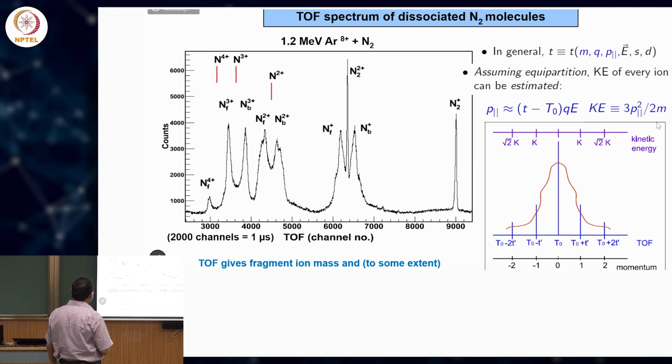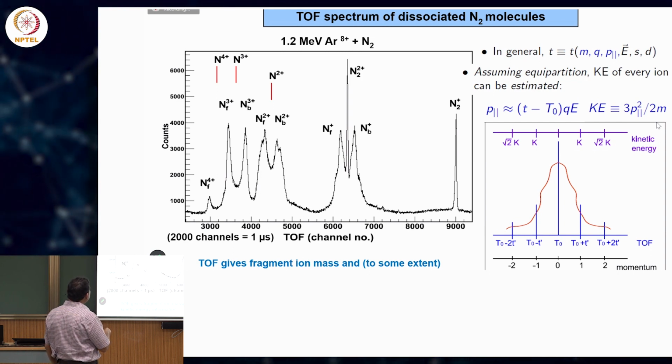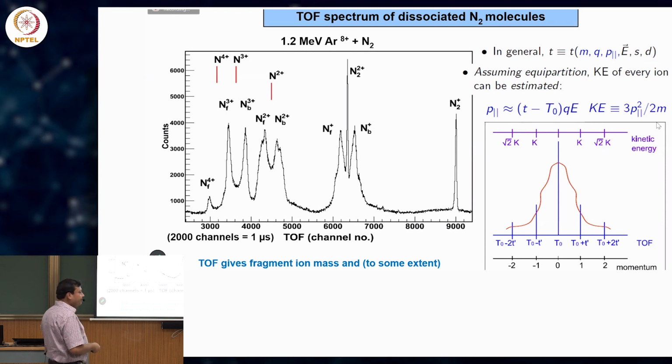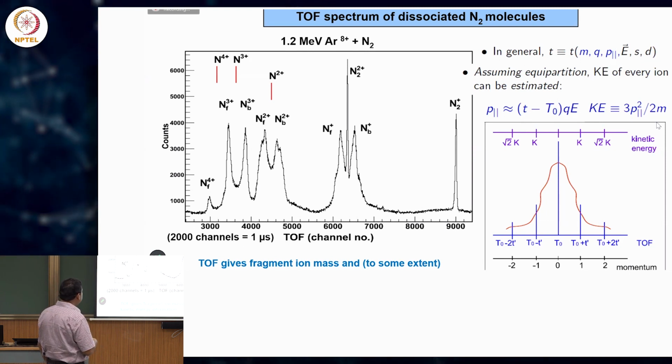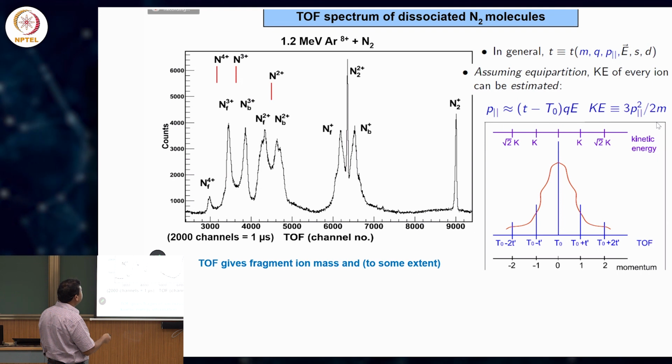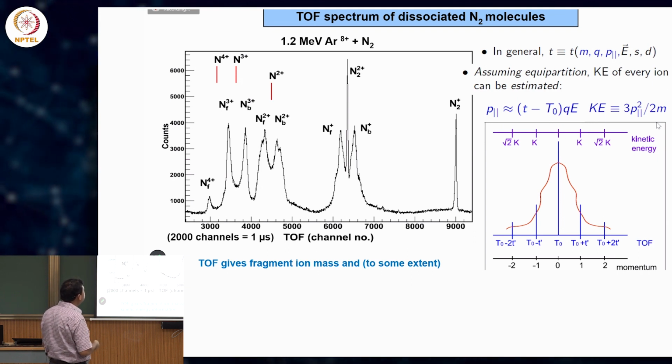Okay. So we usually use this position sensitive detector, and this is a basic time of flight that you get. So you see, this is a 1.2 MeV argon 8 plus dissociating with nitrogen, but the trigger with the electron. And you see here that this is a time of flight that you get. So even with the time of flight, what information can we get?